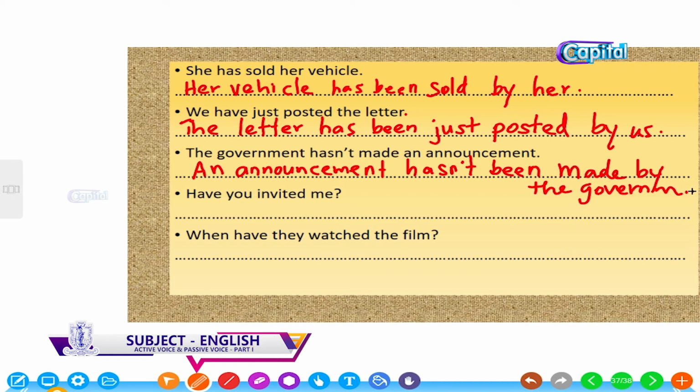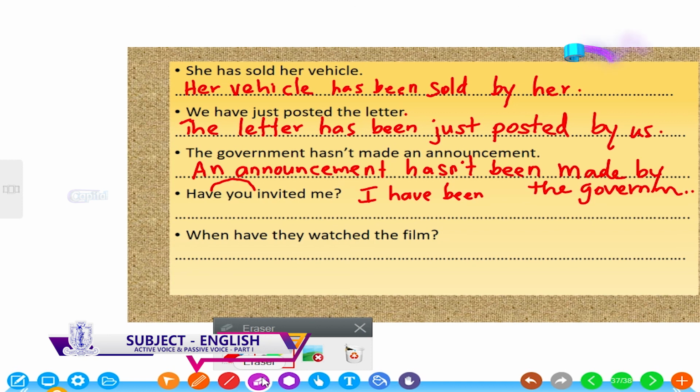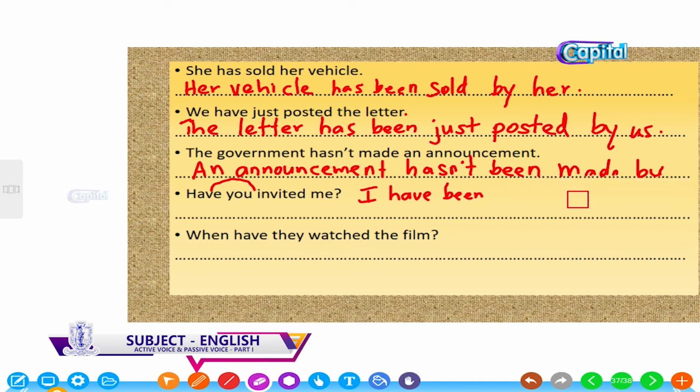Now, here is a yes or no question. So, change it to the word order. Bring the have after the subject you. You have invited me is the statement. Who? You have invited me. Who have you invited? Me. Whom have you invited? Me. So, the object is me. So, bring the object to the beginning. Me is brought here as the subject, and it is I now. I. For I use the verb have. I have been invited by you is the statement.